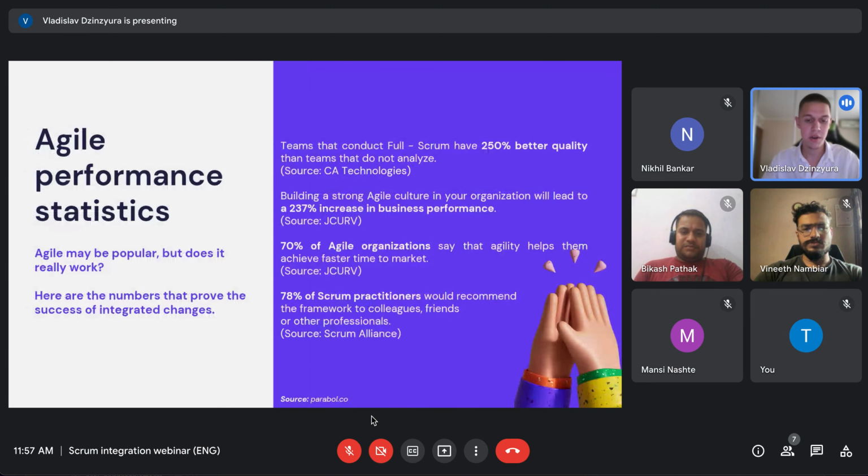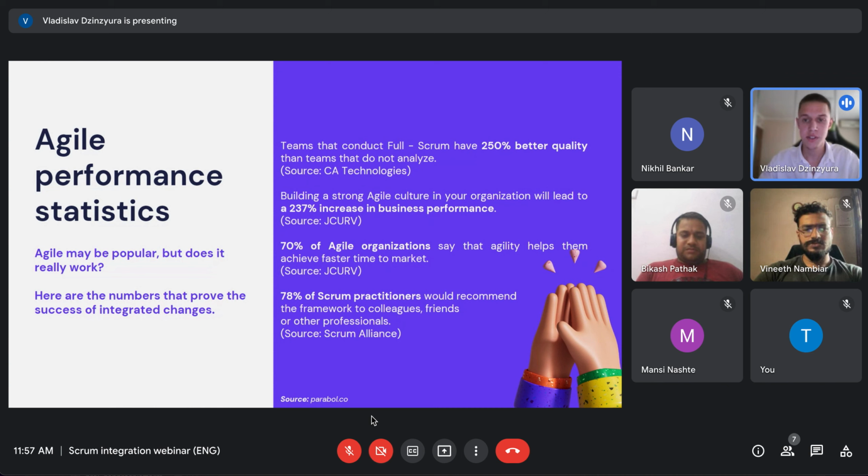I guess you may have heard a lot about agile, how successful and cool it is, but it just works. So let's look into statistics, into real numbers. Teams that conduct full Scrum have 250% better quality than teams that do not analyze anything. Building a strong agile culture in your organization will lead to a 237% increase in business performance.